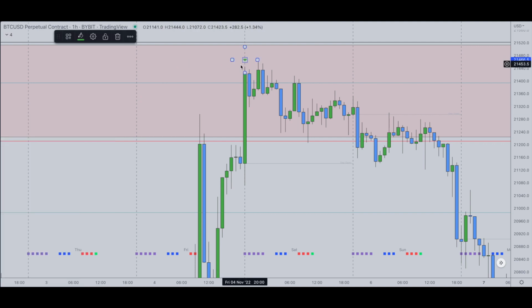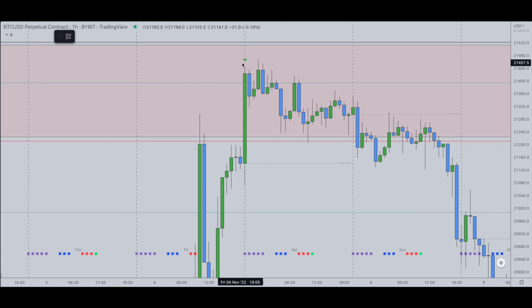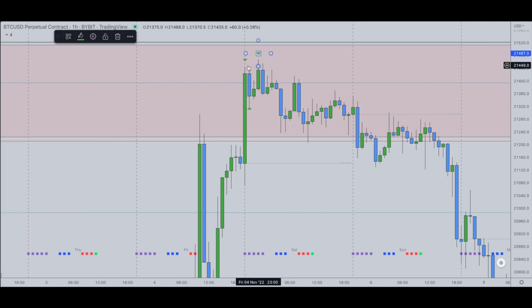So we form our first swing high, then we form our first swing low. So this is our swing high. Then we form a swing low here. This is our swing low. Then we form a higher high. So if we can break the market structure, you'd be considering this as a run on stops.